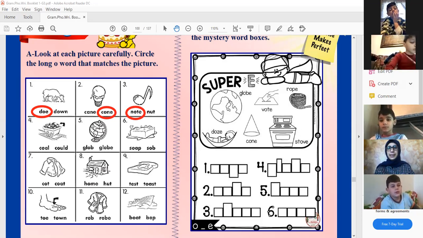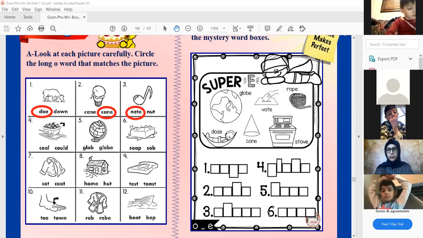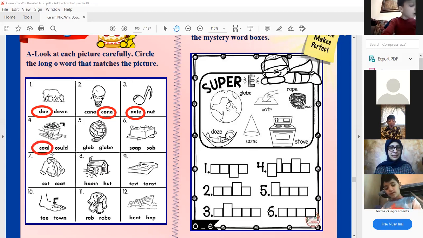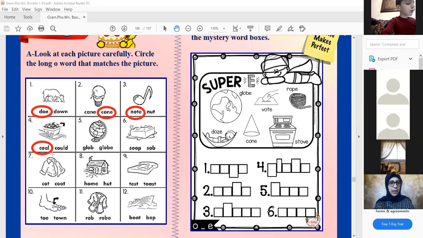Let me have now Jad Hassan. Yalla Jad. Coal, could. Coal and could, bravo. Which one is long O? Coal, yes. What are the letters that are making the long O in coal? O and A, thank you.